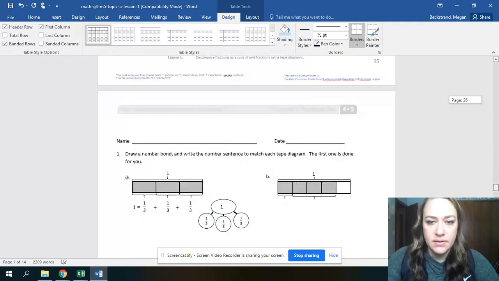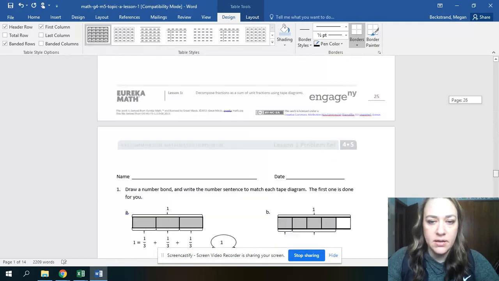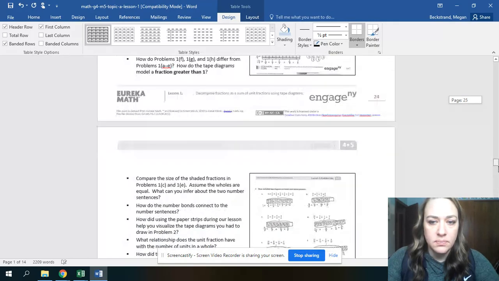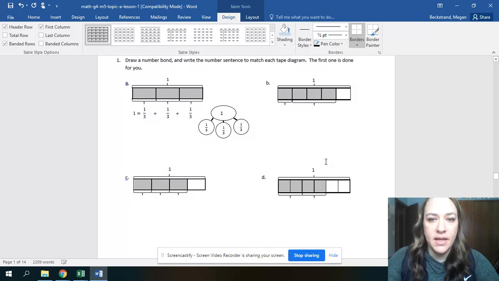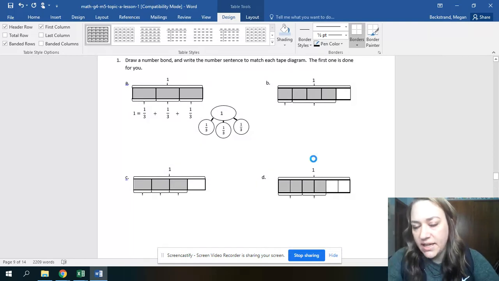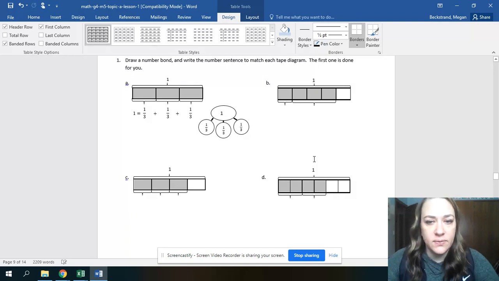All right, so let me get to where we're going to be working. All right, so here we are going to use number bonds and tape diagrams to help us represent our fractions. So if you notice, our first one's already done for us. So notice the shading. All of our units are shaded. So that means we have all of those in our addition sentence here and our number bond here.